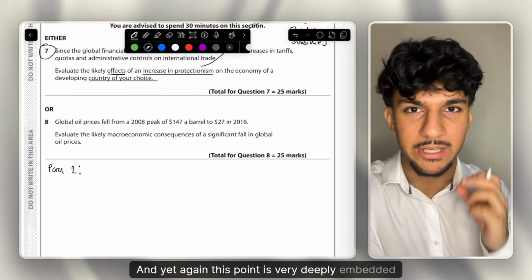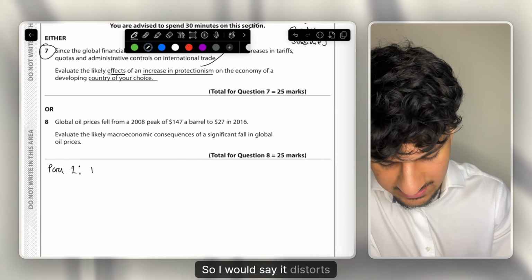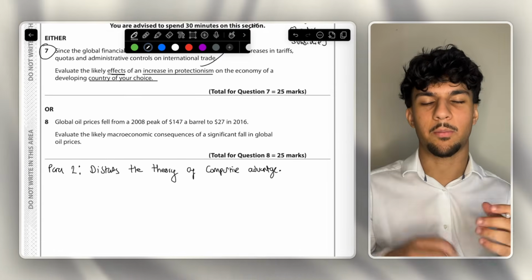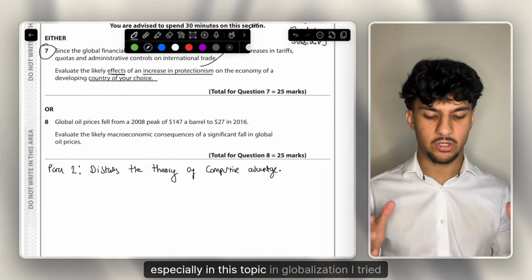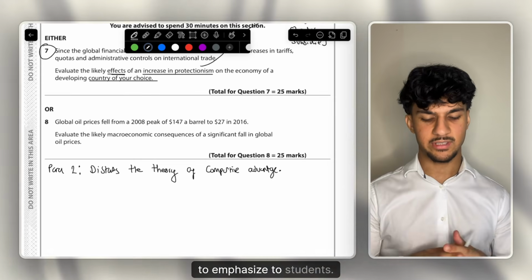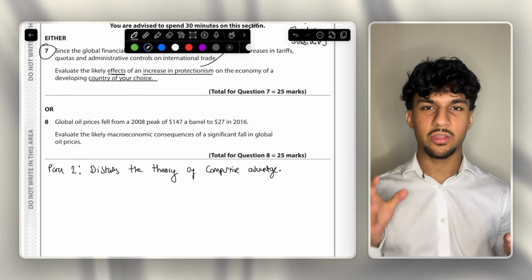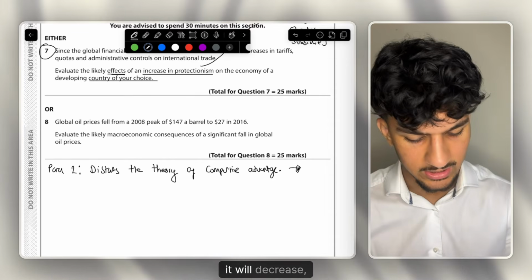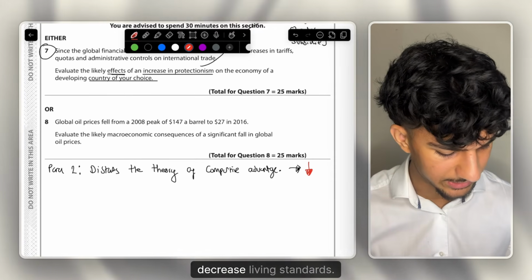is very deeply embedded in theory. So I would say it distorts the theory of comparative advantage. Now, when doing my live classes, a massive thing, especially in this topic of globalisation, I tried to emphasise to students: the overarching effect of this, it distorts the theory of comparative advantage, is that it will decrease, ruin, whatever you want to call it, decrease living standards.